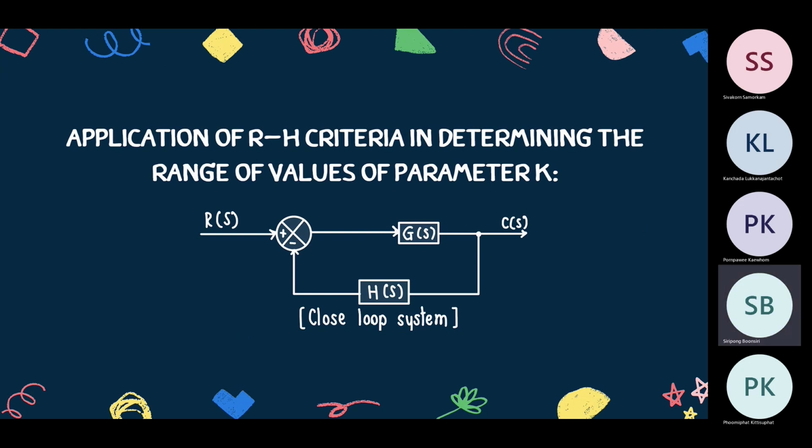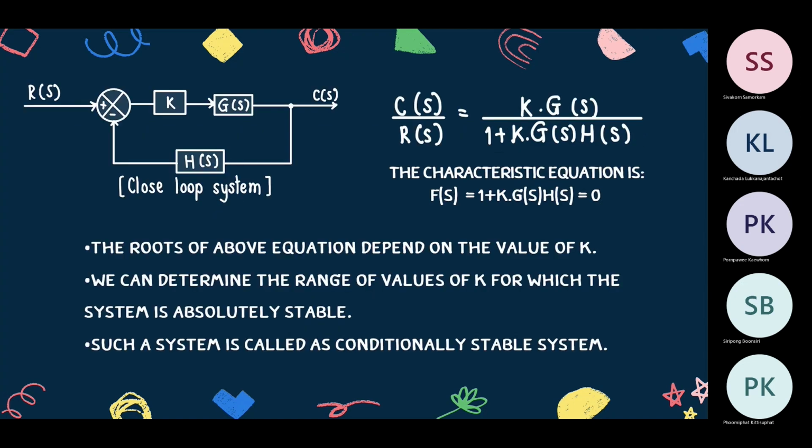This one is the application of the RH criteria in determining the range of values of parameter k, as you can see. The roots of the above equation depend on the value of k, as you can see in the picture of the closed loop system. We can determine the range of values of k for which the system is absolutely stable. Such a system is called a conditionally stable system.